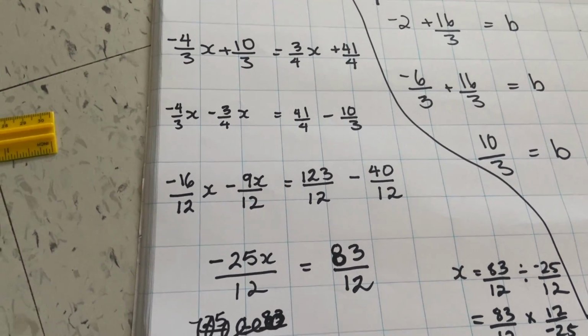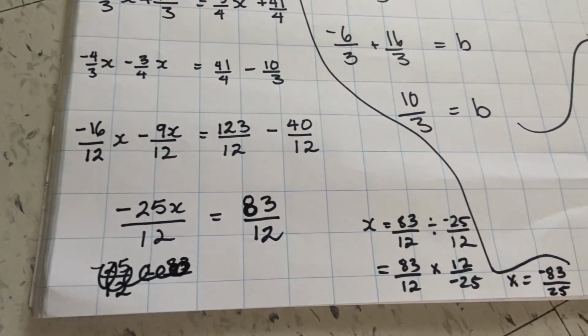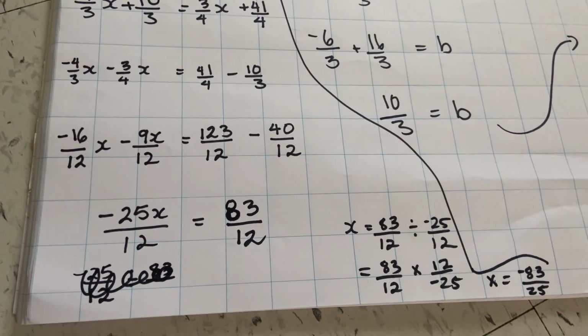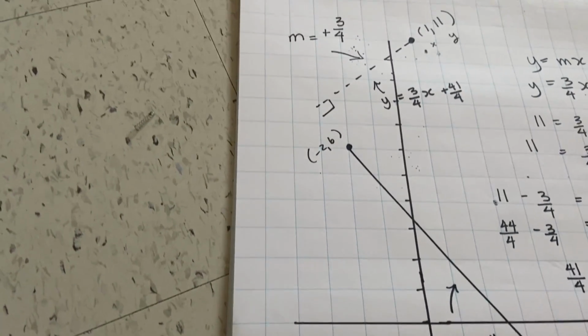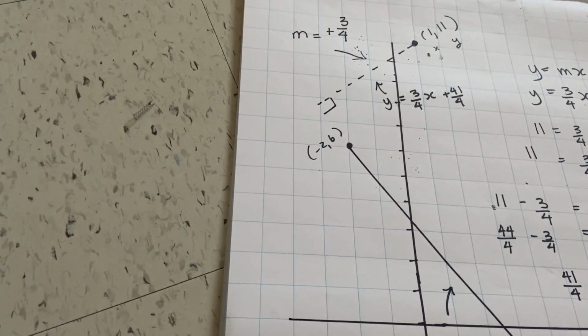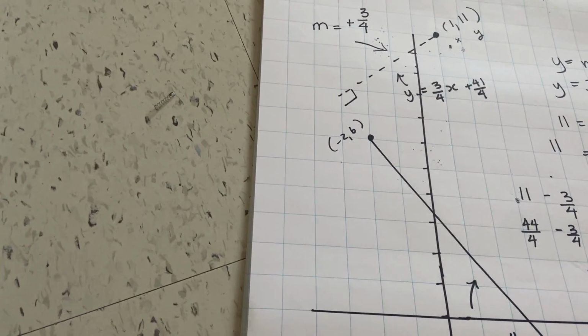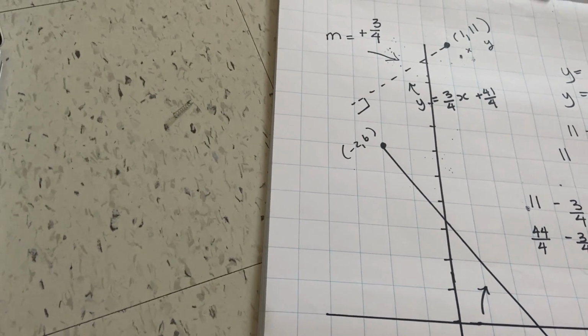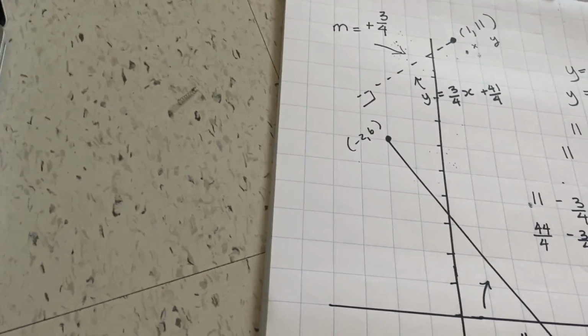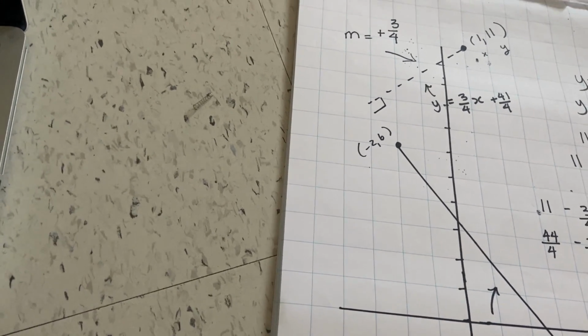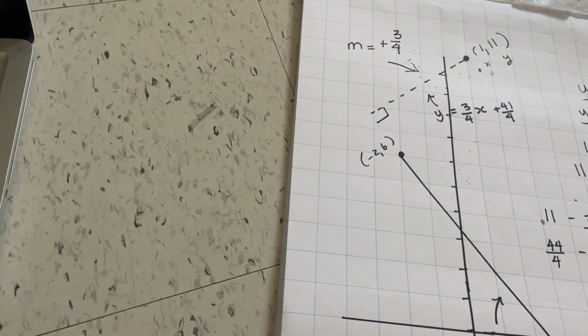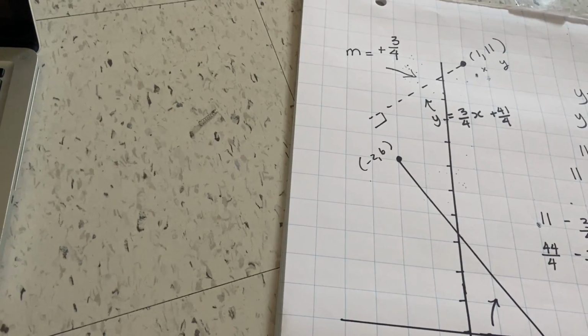I've done the algebra here, and when I do the algebra, I get that x is equal to -83/25. This base and that height would intersect when x is equal to -83/25, which is about -3.4. I'm just guessing. We now want to find the y, and the way we find the y is by putting that x into either one of the equations.